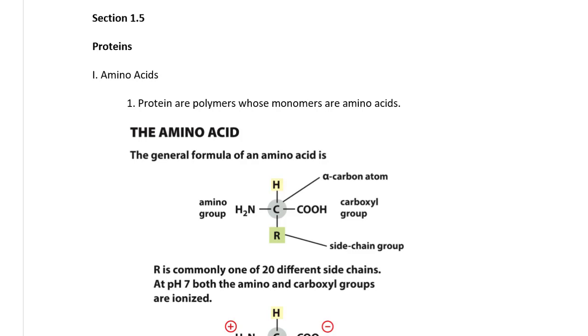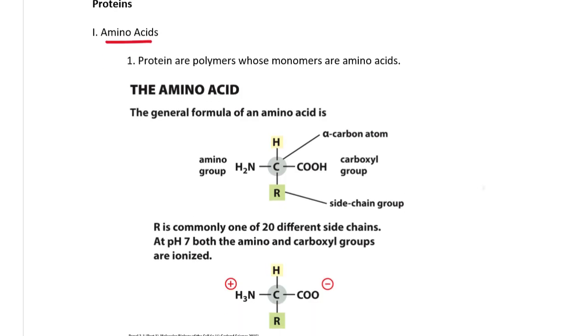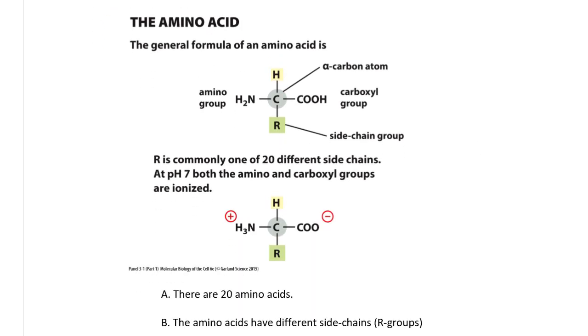Okay, section 1.5, it's all about proteins. I'm going to start out by talking about the monomers of proteins, which are amino acids. Proteins are polymers whose monomers are amino acids. The general formula or chemical structure of an amino acid is being shown right here.